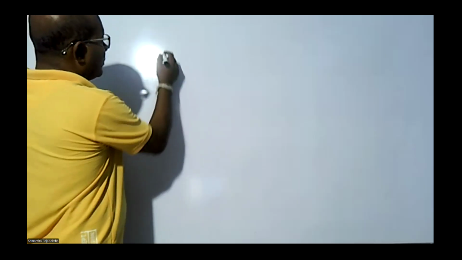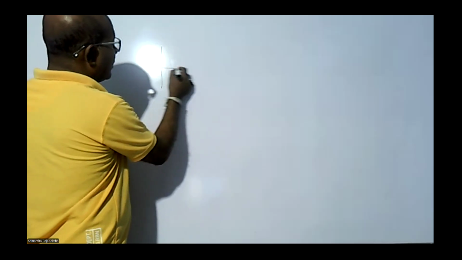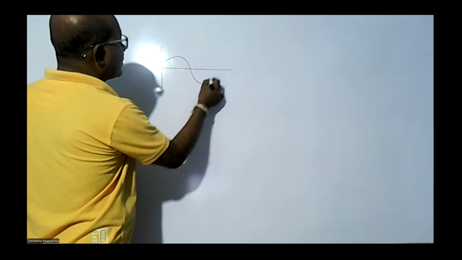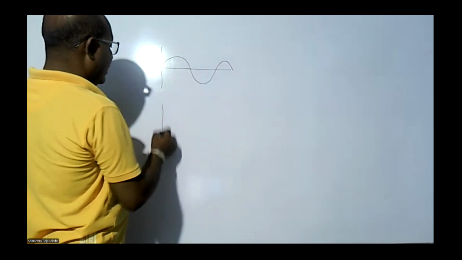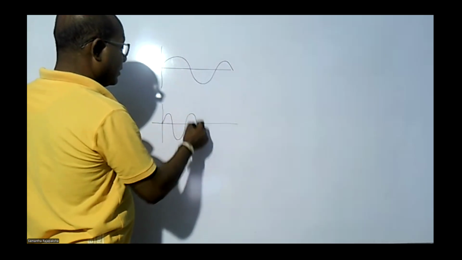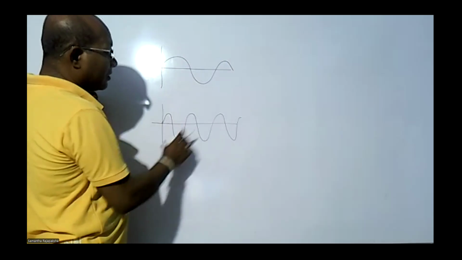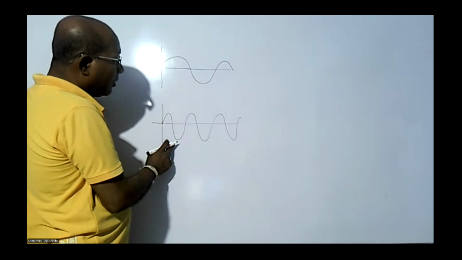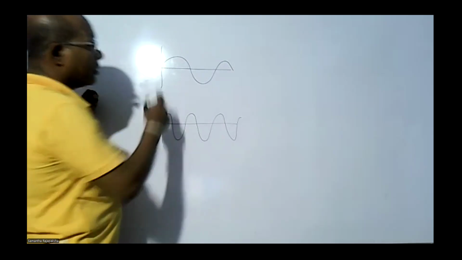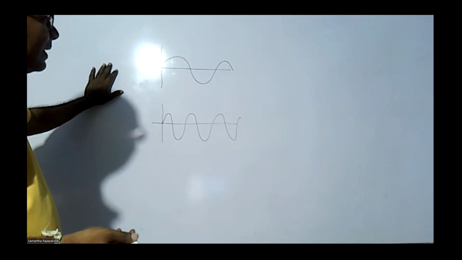Now, when you take a signal like this, and when you take a signal like this, so here we have less cycles, here the more cycles. So the second one we call high frequency, the first one we call the low frequency. So in the frequency modulation, what happened?